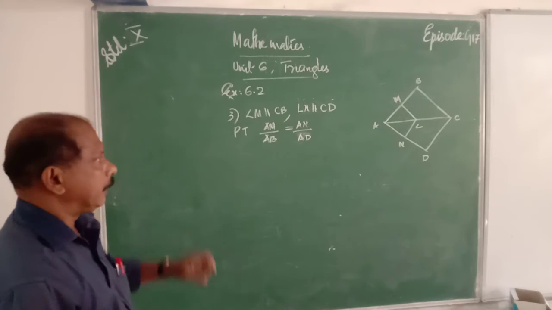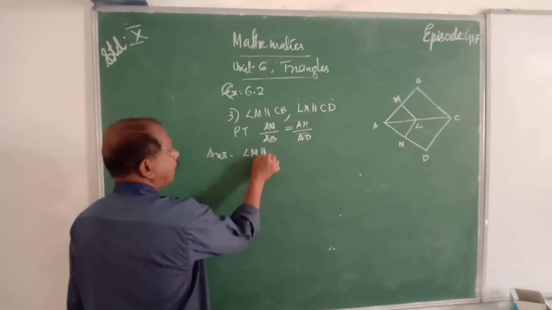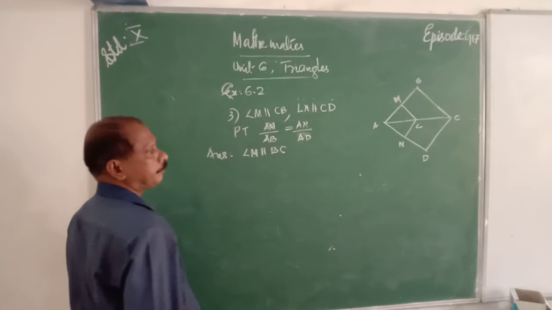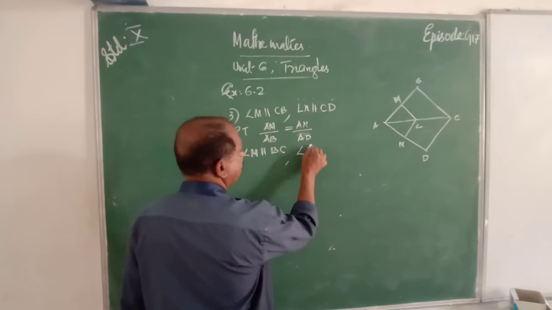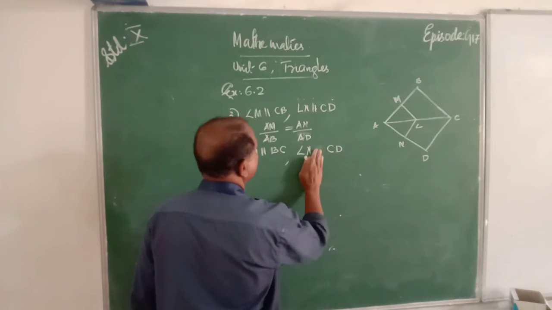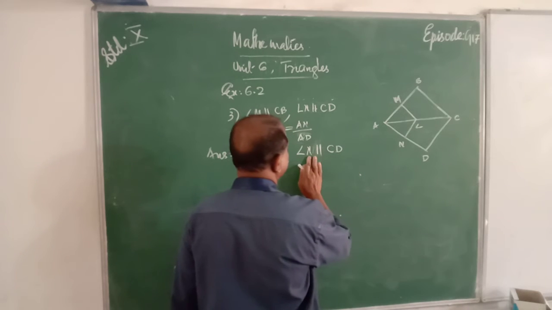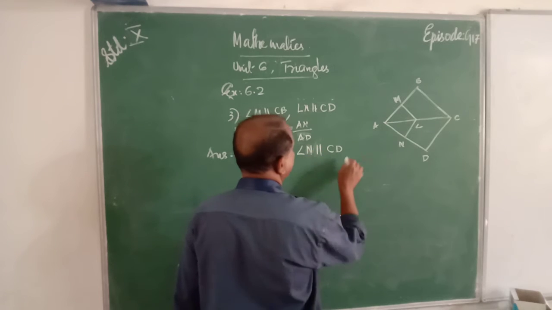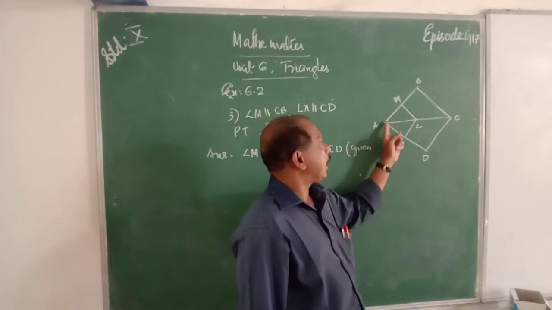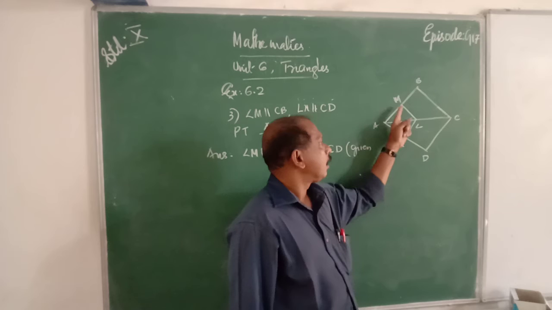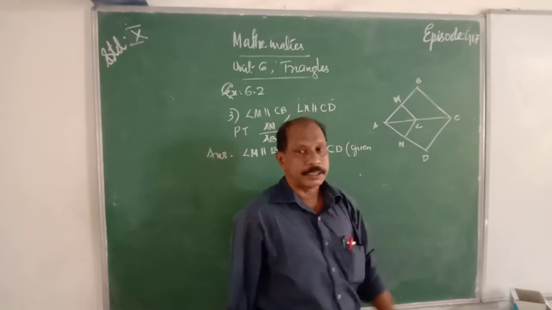LM is parallel to BC. The answer is: LM parallel to BC, and LN parallel to CD. These are given. Okay, this ABC is a triangle, and LM is parallel to the base BC.